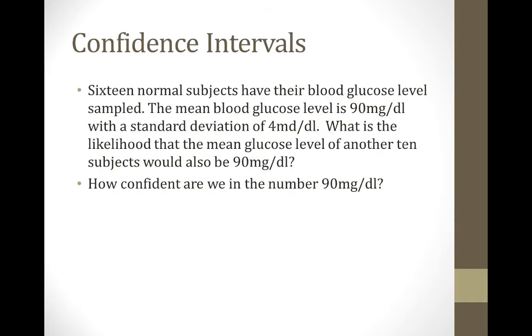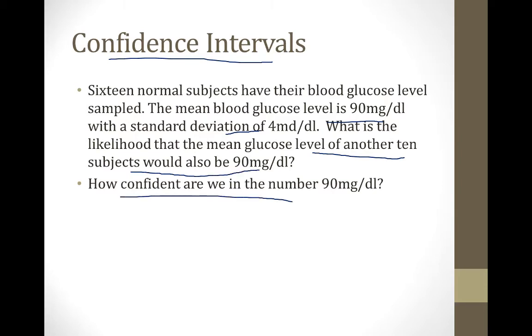So I'm going to finish this module by talking about confidence intervals. And to understand this, let's consider an example. Suppose 16 normal subjects have their blood glucose level sampled. The mean blood glucose level is 90 with a standard deviation of 4. So the question is, what's the likelihood that the mean glucose of another 10 samples would also be 90? Or another way to look at this is, how confident are we in the number 90 milligrams per deciliter?